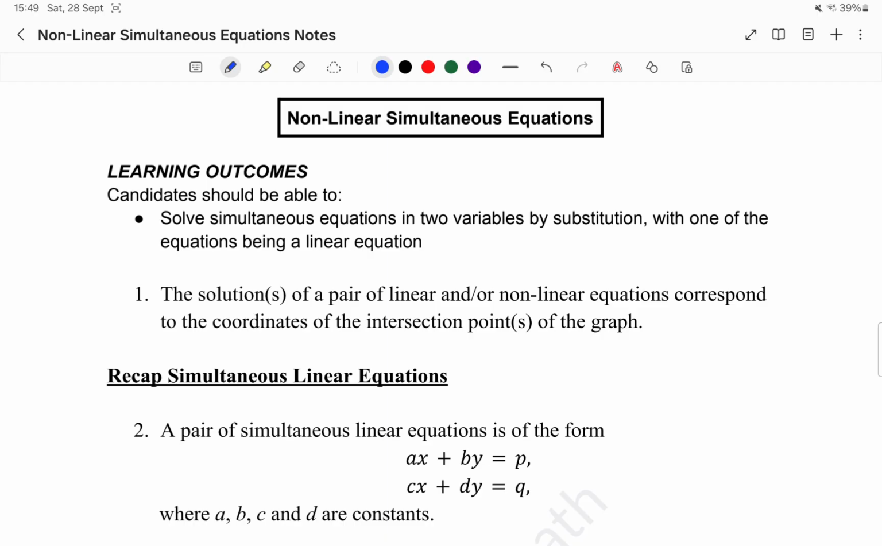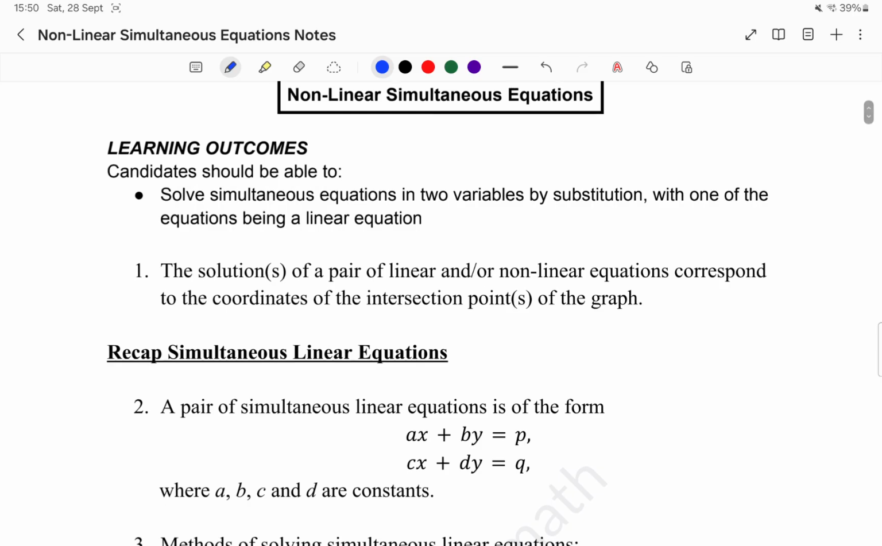As you continue to do more papers and more practices, you will see that your simultaneous equations will have quadratics. You will see that they could possibly have logarithms as well, and indices as well. So just be prepared for these types of niche simultaneous equations that you will see in A Math.